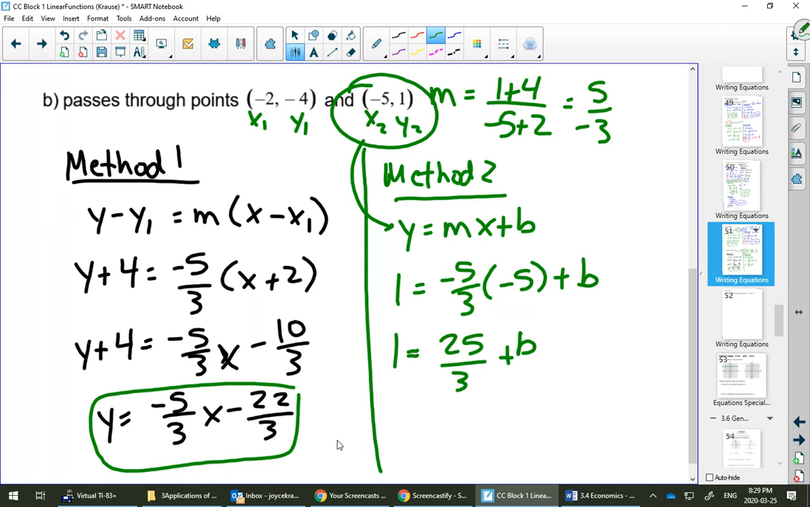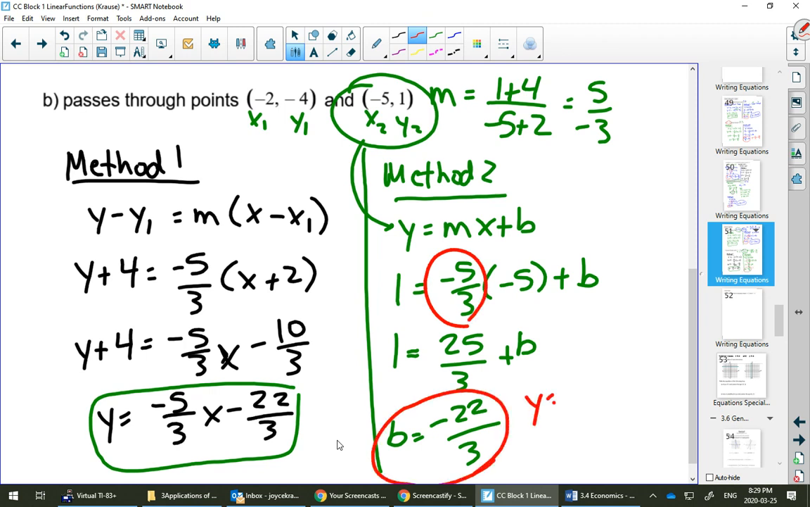All right, and then we're going to go 1 minus 25 over 3. So 1 minus 25 over 3 is going to give me negative 22 over 3. And my equation, when I have my slope and I have my y-intercept, is going to be y equals negative 5/3 x minus 22 over 3. Again, as we're doing these questions, hopefully you're noticing that it doesn't matter which variable we choose, which coordinate we choose, we should still get the same answer.